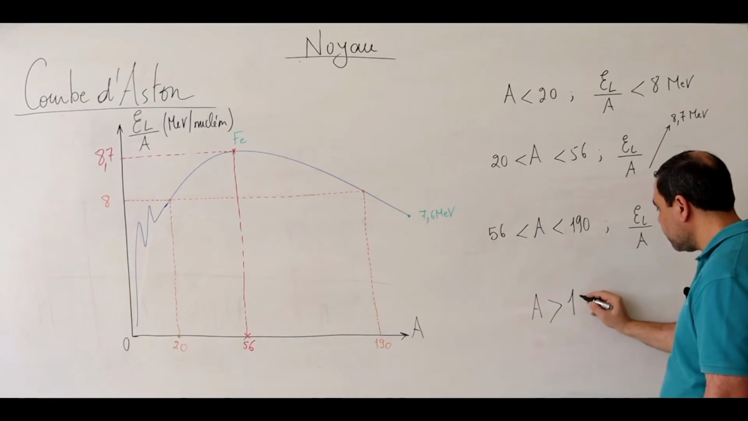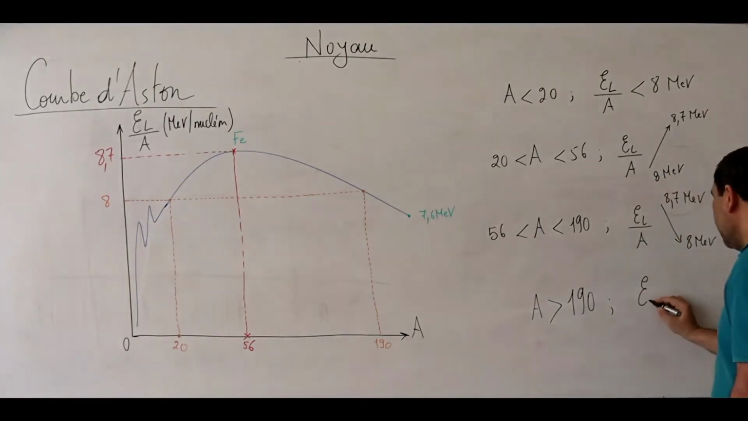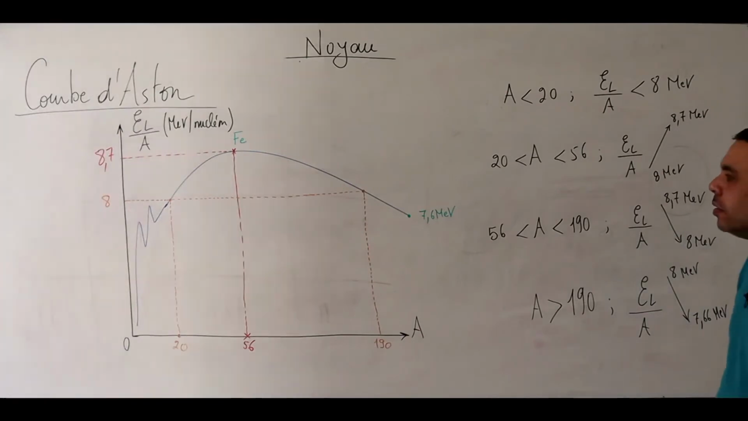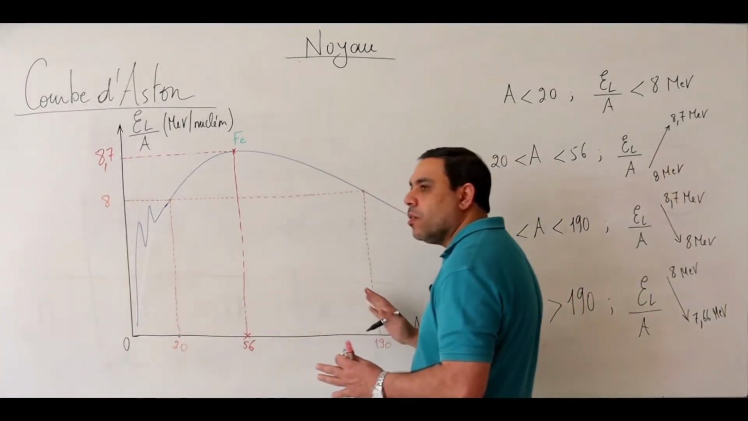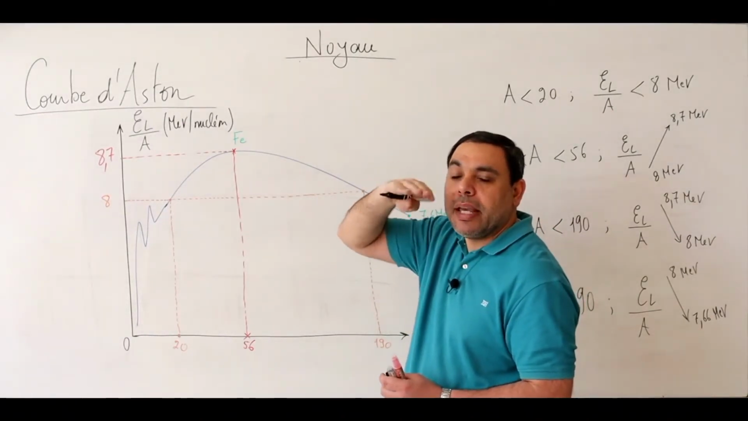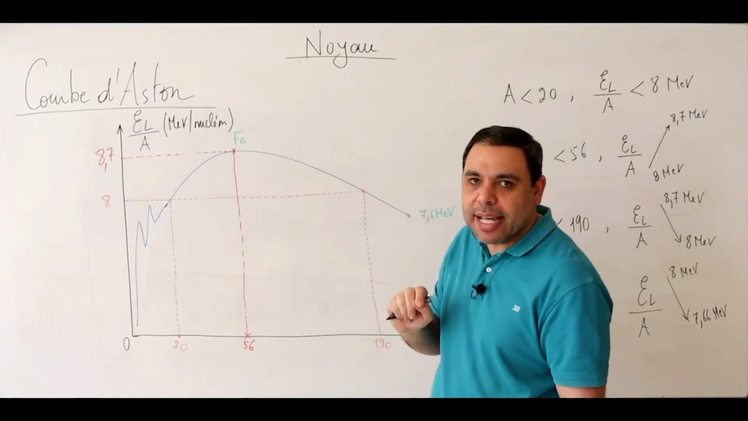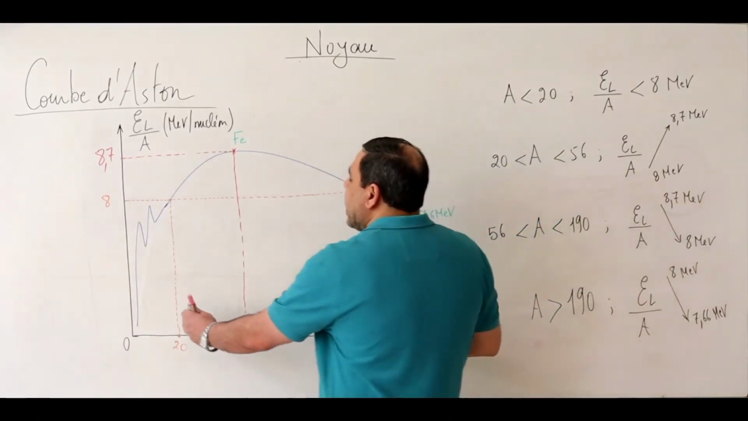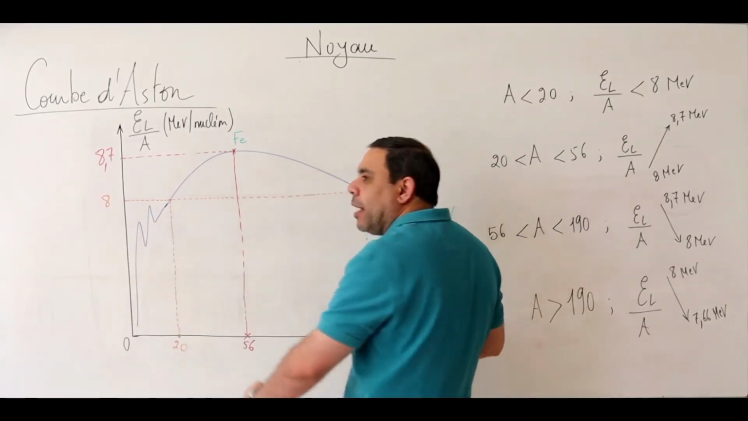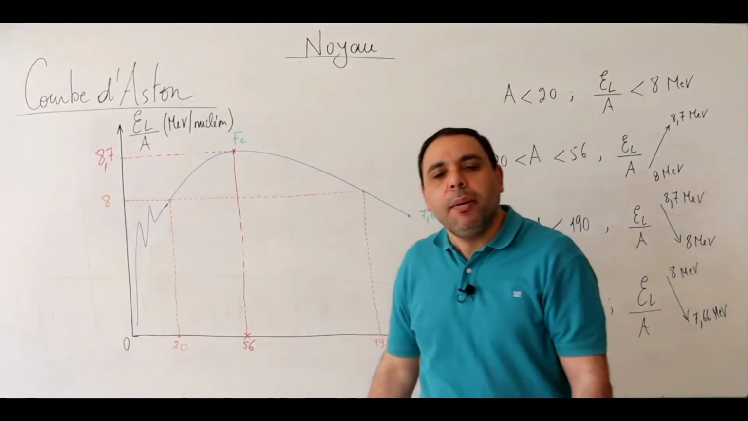When A is greater than 190, the binding energy per nucleon decreases from 8 to 7.66 mega electron volts. When A is between 20 and 190, the binding energy per nucleon is greater than 8 mega electron volts and won't exceed 8.7 mega electron volts. Outside this region, the binding energy per nucleon is less than 8 mega electron volts.